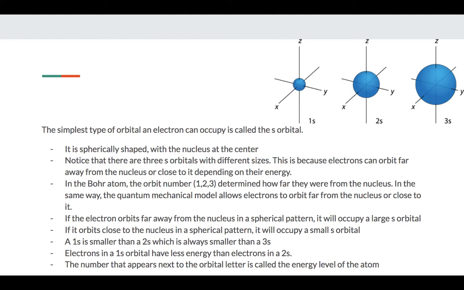This model allows electrons to orbit far from the nucleus or close to it. And the higher the number, the farther away. That's what it means.